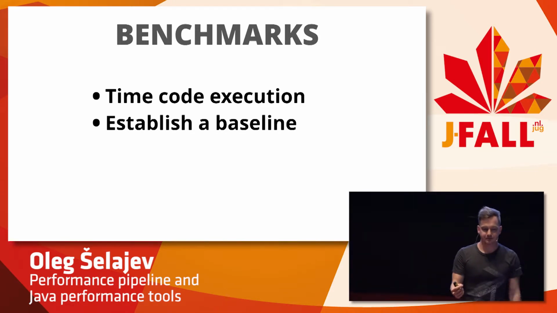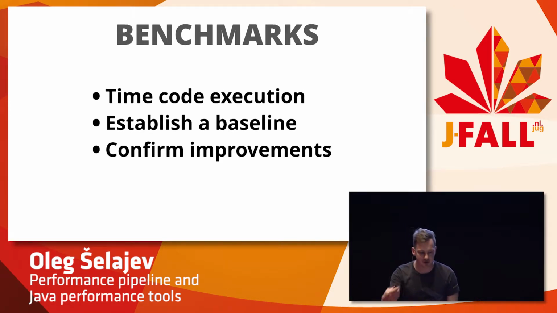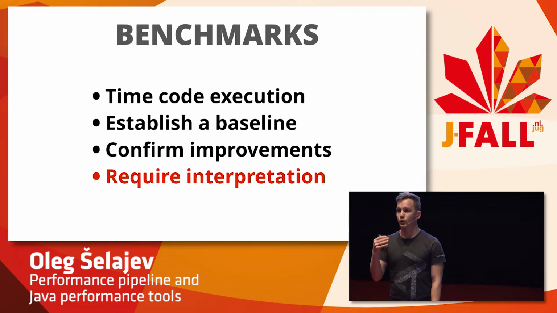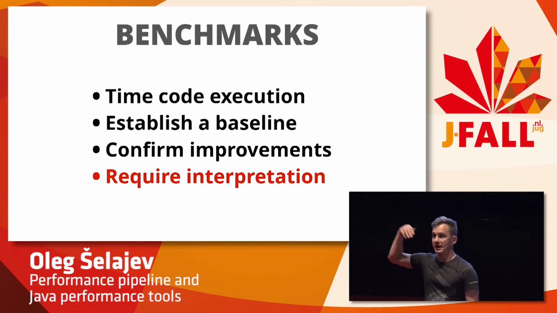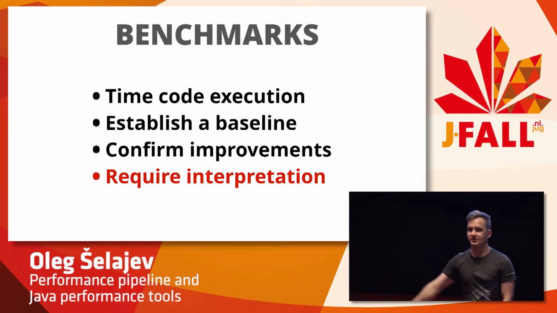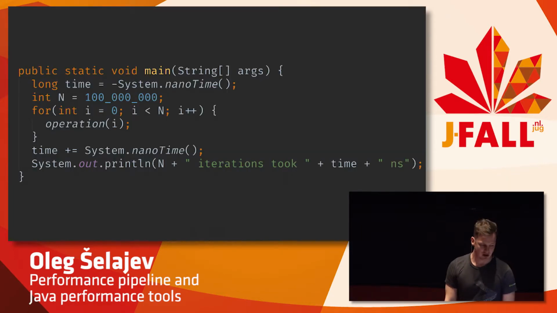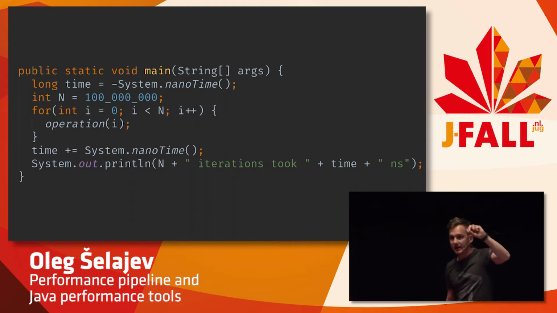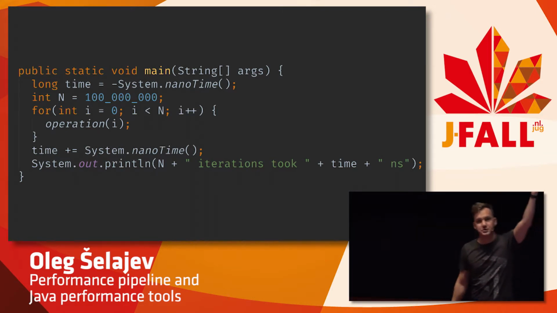So you need a baseline to establish performance requirements. And when you change the code, you need to confirm your improvements. Also, as with any tool or any data, the results of the benchmark will require some interpretation and some relation to the actual performance goals that you put in front of your application. So a typical benchmark looks like this. What you do is take 2 timestamps, then you execute some code in between, and at the end you print out how much time those operations took. Who thinks it's a good benchmark?